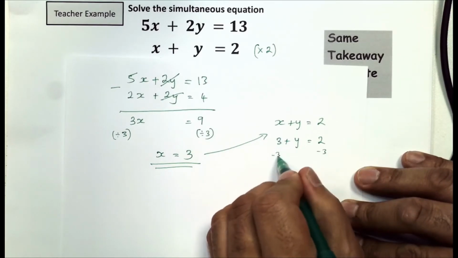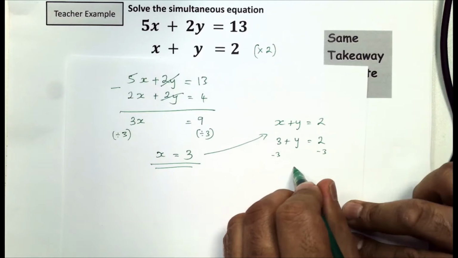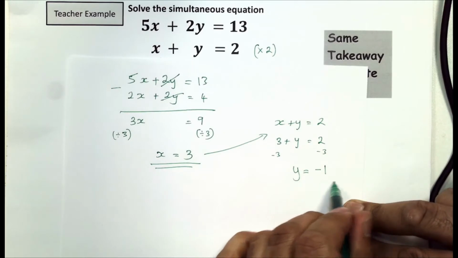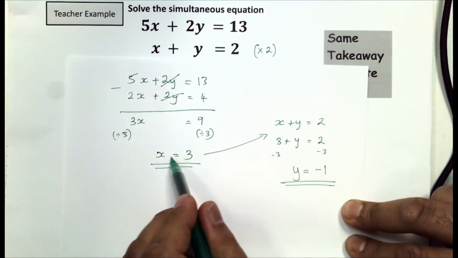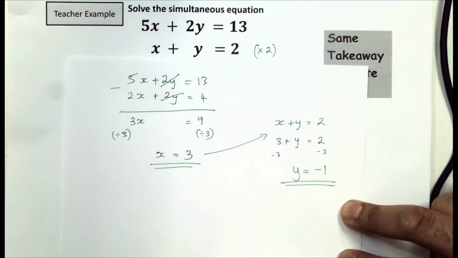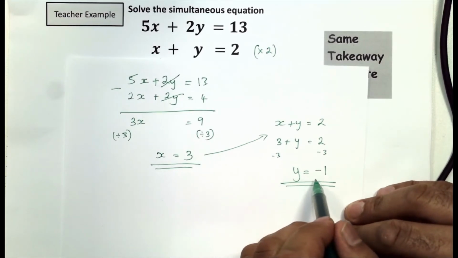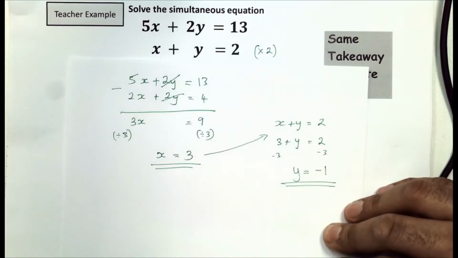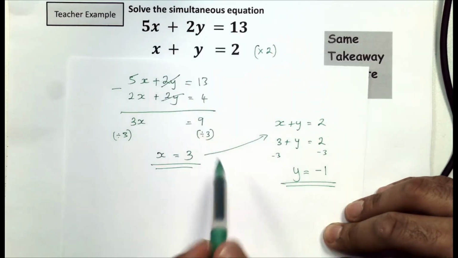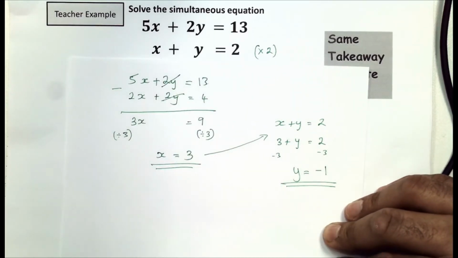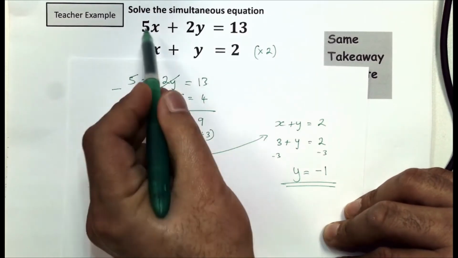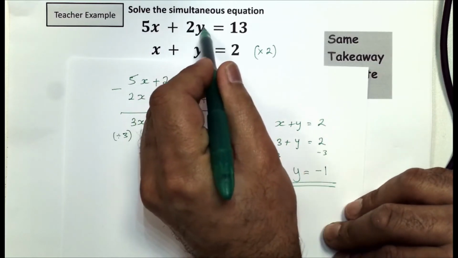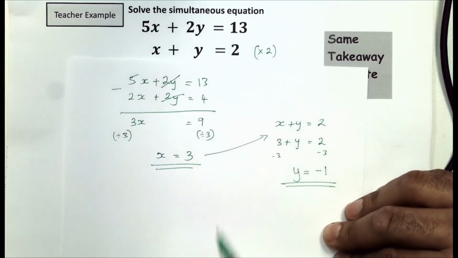So 3 take away 3 is 0, so now that becomes y. 2 minus 3 is equal to minus 1. So now I've worked out the value of x is equal to 3 and y is equal to minus 1. And for the last step, I'm going to use the other equation that I've not used for the substitution, 5x plus 2y equals 13, and substitute these numbers in as a mental way of checking to make sure I've got the right answer. So 5 times 3 is 15, 2 times minus 1 is minus 2, 15 take away 2 equals 13. That shows I've got the right answer.